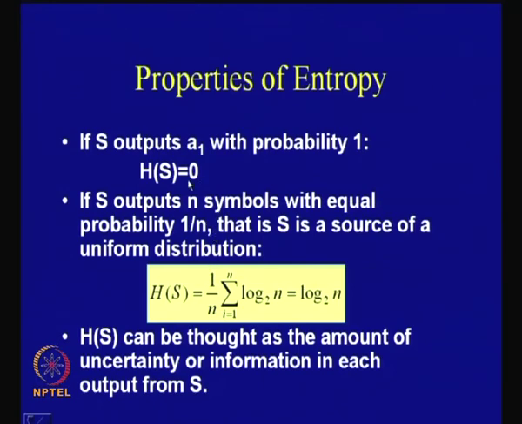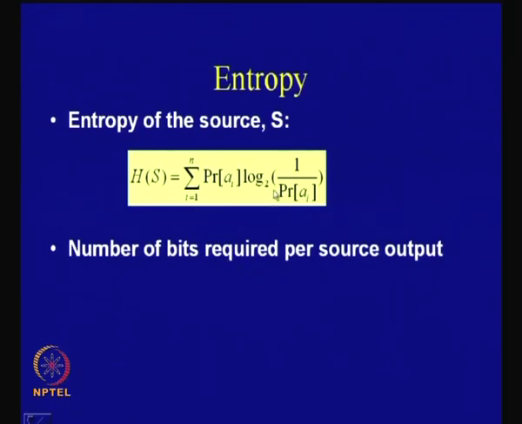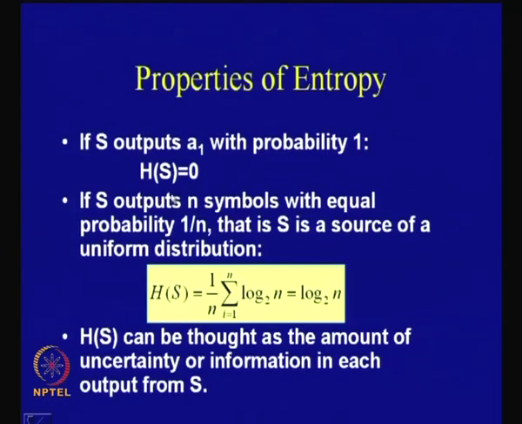So let us consider some examples. If S outputs a1 with probability 1, then H(S) will be equal to 0, because if I plug in probability 1 here, this logarithm computes to 0. But if S outputs n symbols with equal probability, that is, the probabilities are 1 by n, so S is a source of uniform distribution, then H(S) computes to 1 by n times the sum of logarithm n base 2, and that is nothing but logarithm n base 2. Therefore H(S) can be thought of as the amount of uncertainty or information in each output from S.